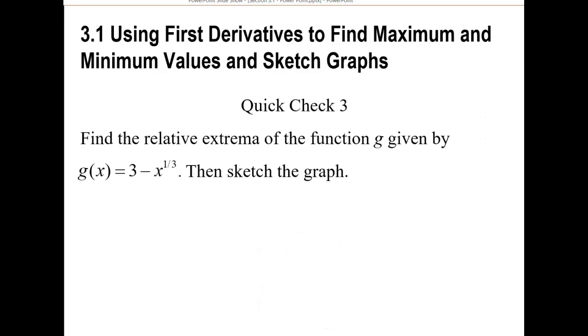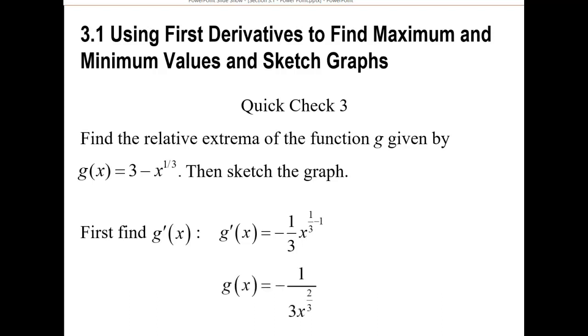All right. Next one, find the relative extrema of the function given by 3 minus x to the 1/3, then sketch the graph. All right, again, first derivative, negative 1/3 x, subtract 1 from the power, this power would become negative 2/3, so they've just moved that to the denominator to make it a positive 2/3.